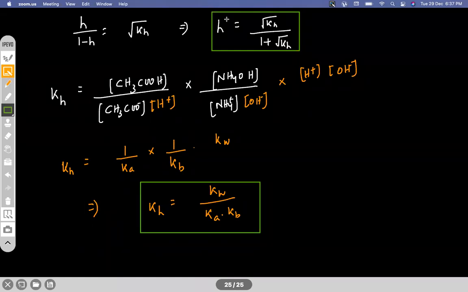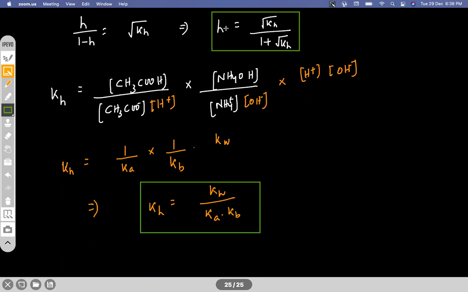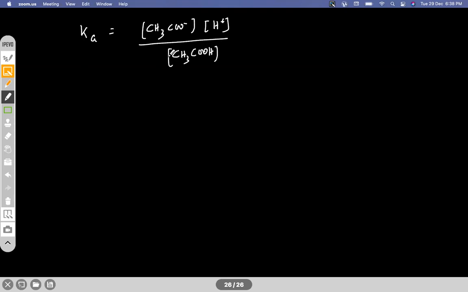So once you know this Kh, you can find out the degree of hydrolysis h also. Clear? Okay. We need to find out pH, and for pH we require the H plus concentration. For that, we'll write down the expression of Ka, which is CH3COO minus, H plus, over CH3COOH. Okay.